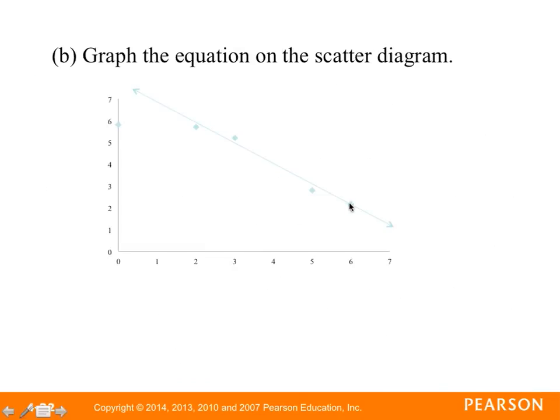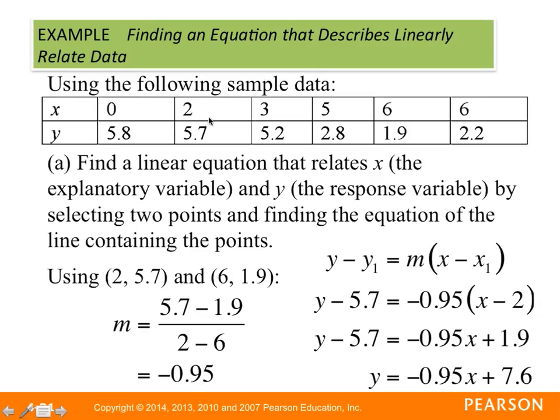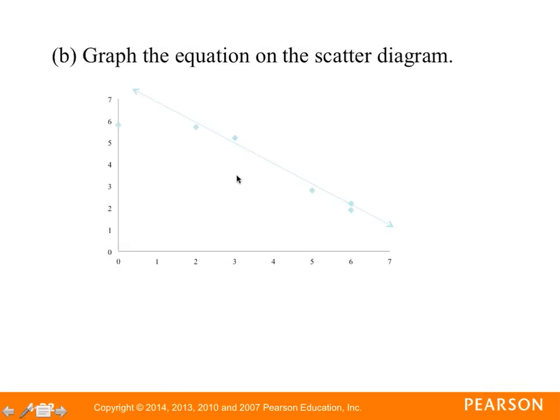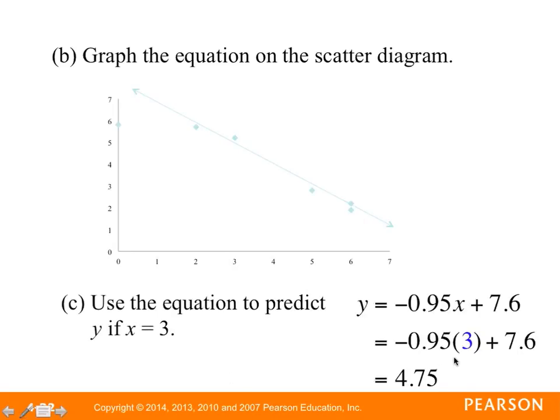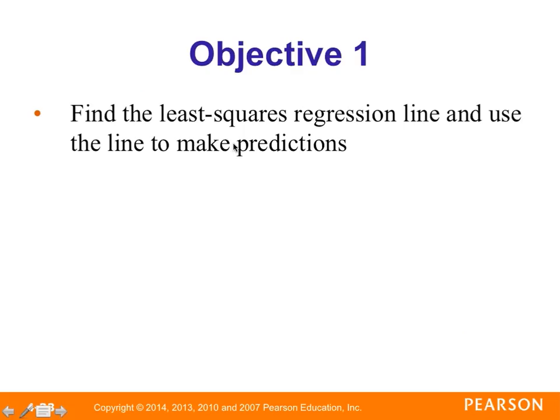And it looks something like this. We have our scatter diagram with all of our points, and then we have our actual line. This is the line that we just created. It should go directly through the (2, 5.7) and the (6, 1.9) points, so if we look, it goes directly through this one and this one as well. If we want to use the equation to predict y when x is 3, we just plug in a 3 for x and solve, and we get 4.75. So over here at 3, we would predict y to be 4.75.